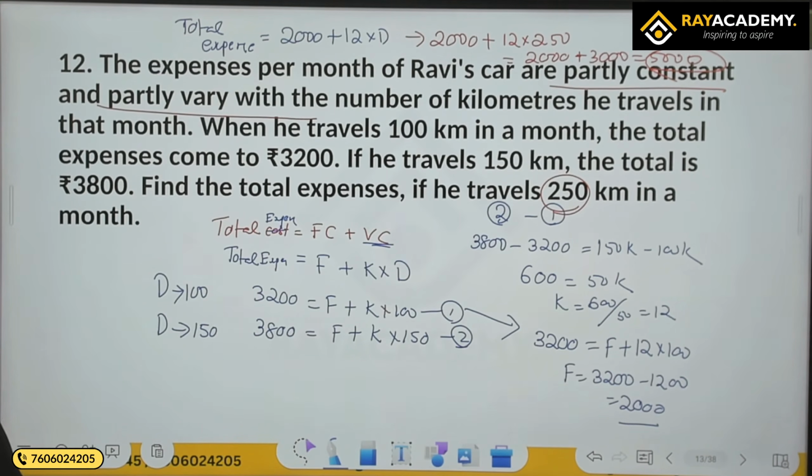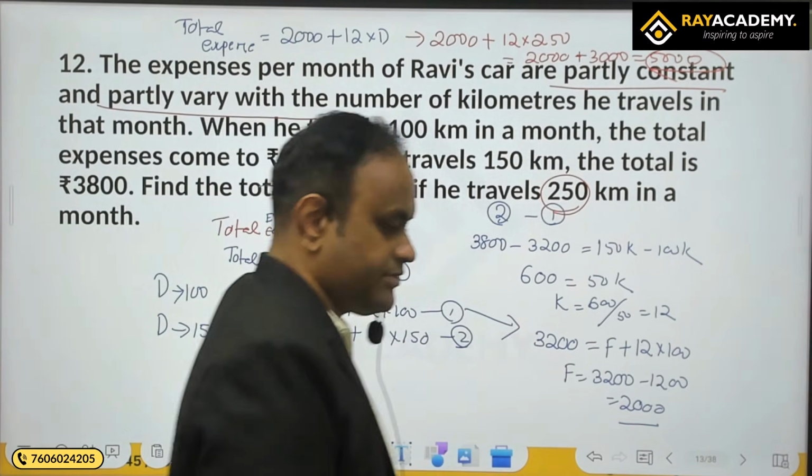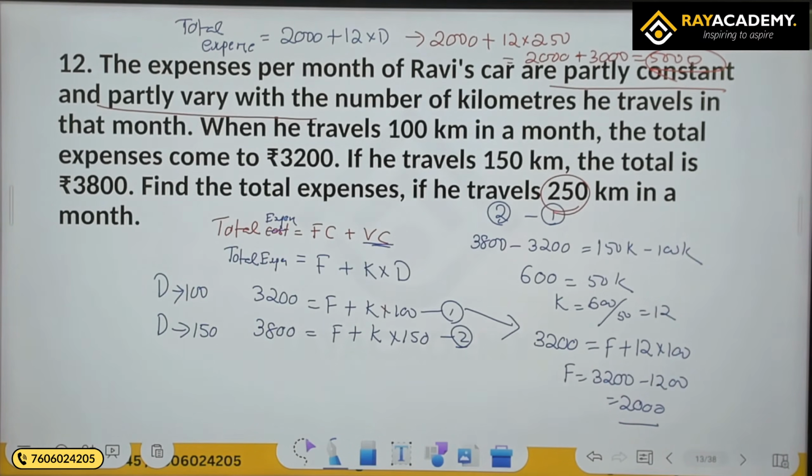This is the way you can calculate by taking the equations. But there is also a shortcut you can use for this kind of question. First you go through this one, then I will also solve the shortcut. We will see whether any kind of shortcut we can do for this kind of question. Okay, hope you have understood.